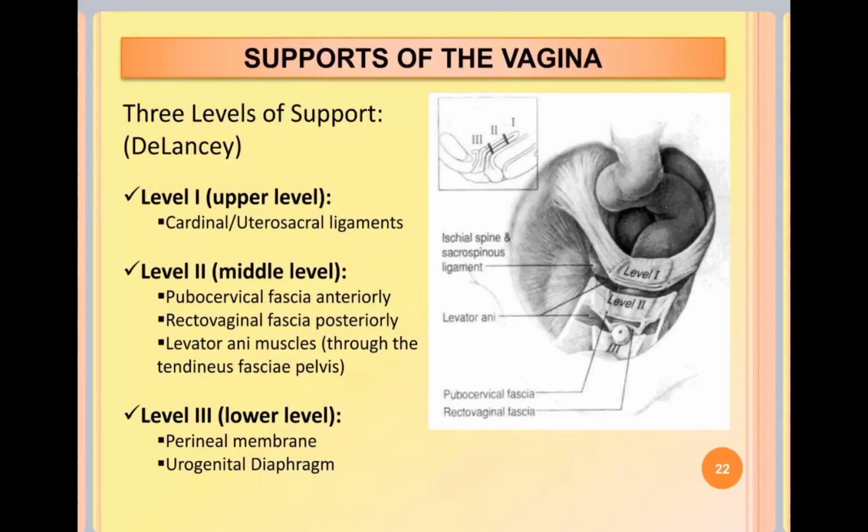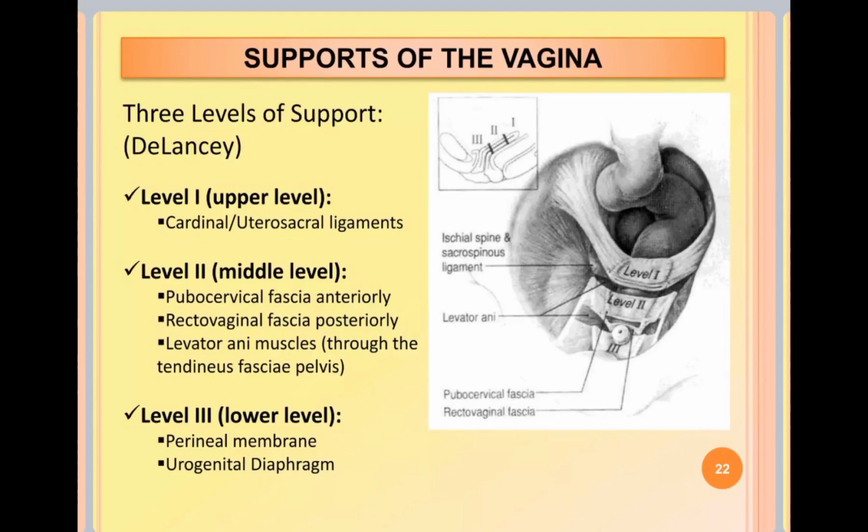Today we will be studying the important images in the Obs Gynae section. First is the image of supports of the vagina, or basically we say the supports of the uterus. There are three levels of support, known as DeLancey's classification of support. Level 1 is upper, level 2 is middle, and level 3 is lower.